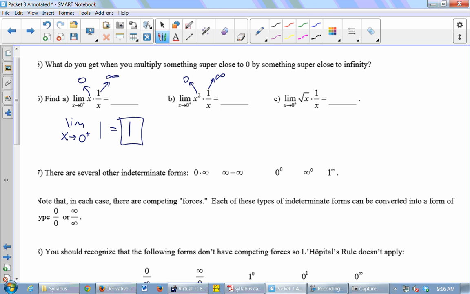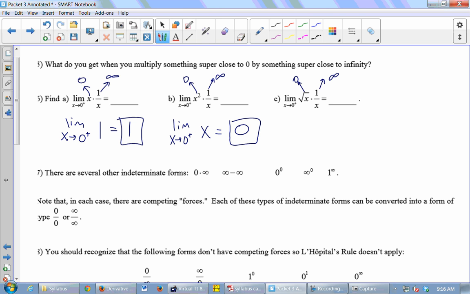So we're doing 0 times infinity, or something close to 0 times something close to infinity. But this limit, I could simplify. X squared times 1 over x simplifies to x. So what's the limit as x goes to 0 from the right of x? 0. So sometimes when you multiply something close to 0 by something close to infinity, you get 0. Sometimes you get 1. Let's get one more example. Square root of x times 1 over x. The square root of x goes to 0. 1 over x goes to infinity.